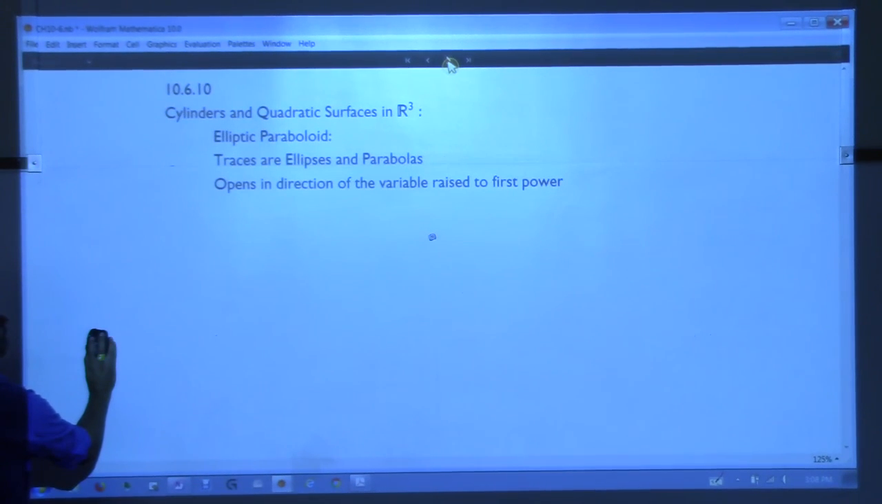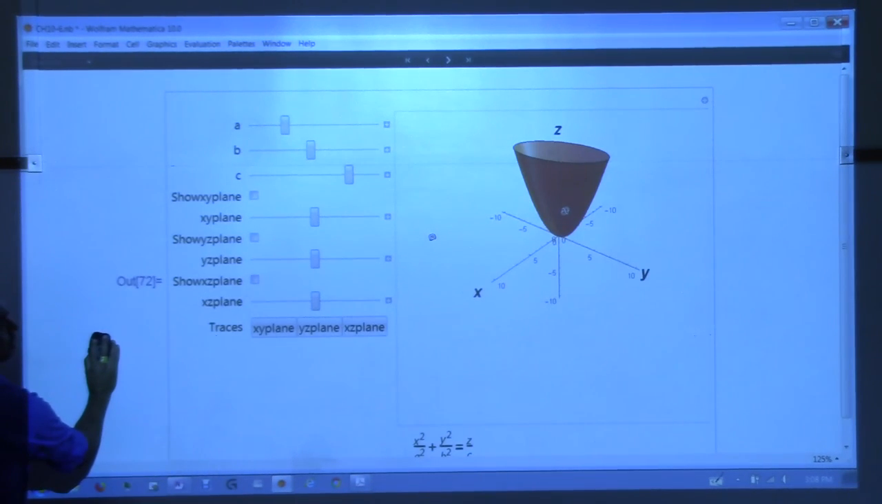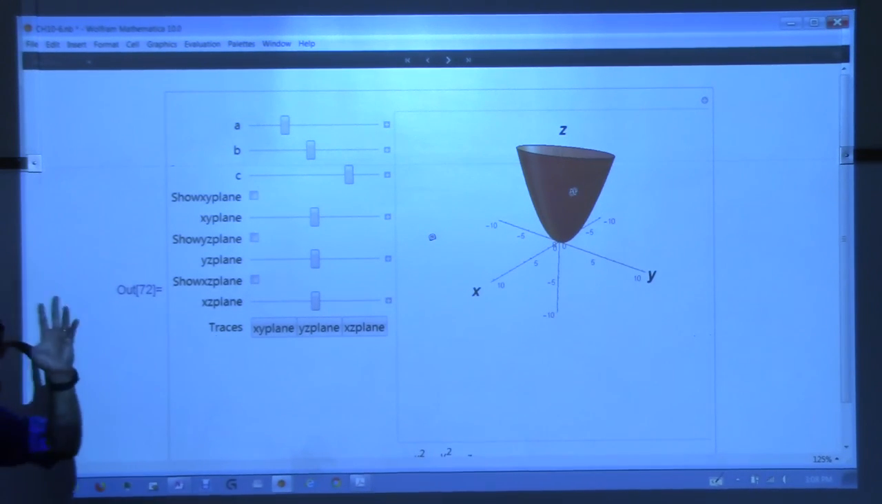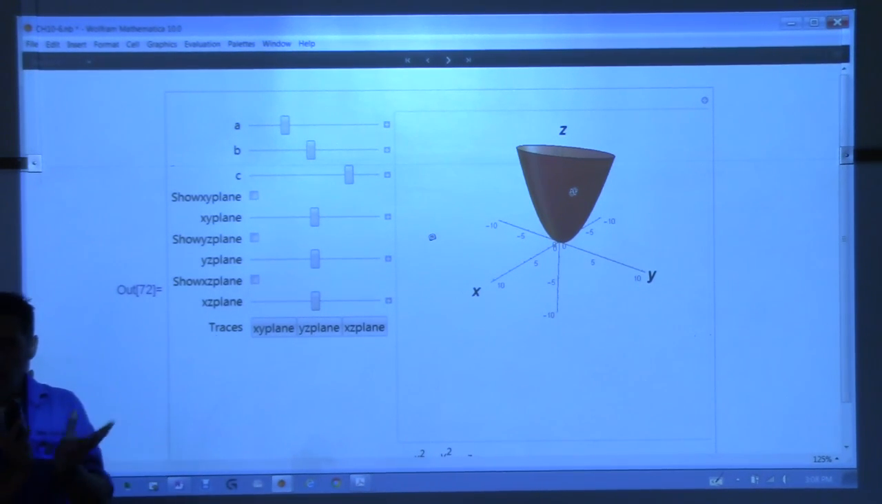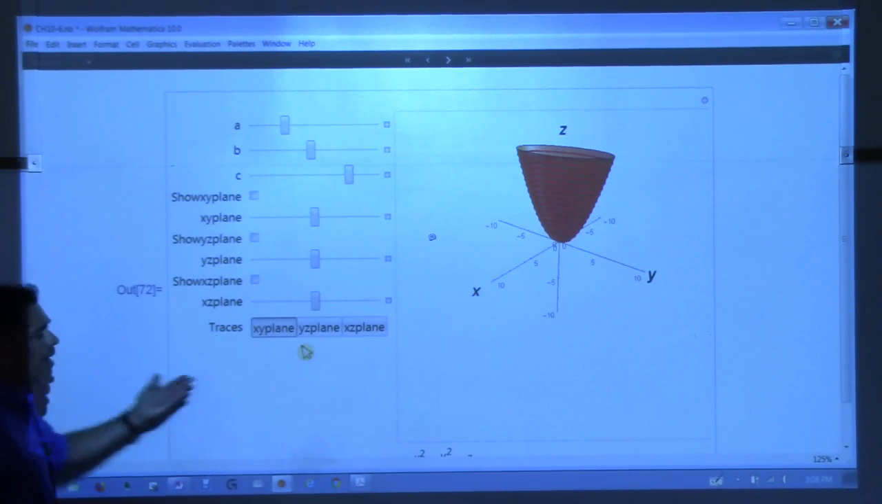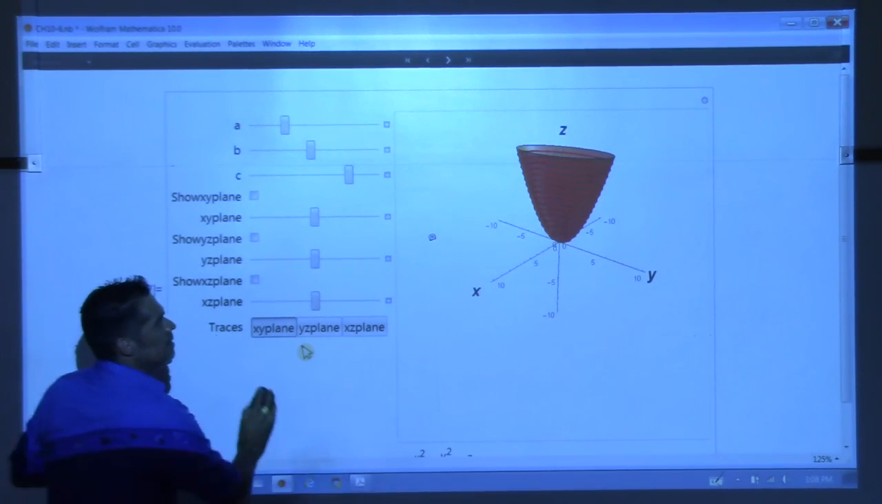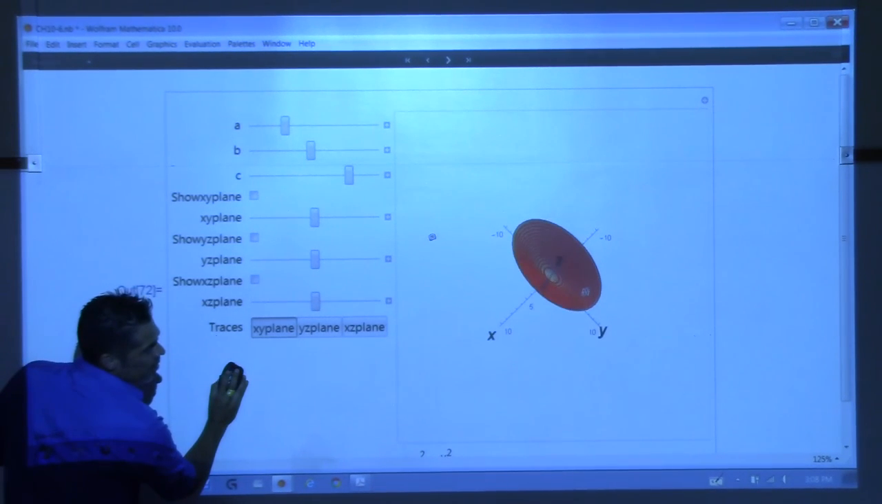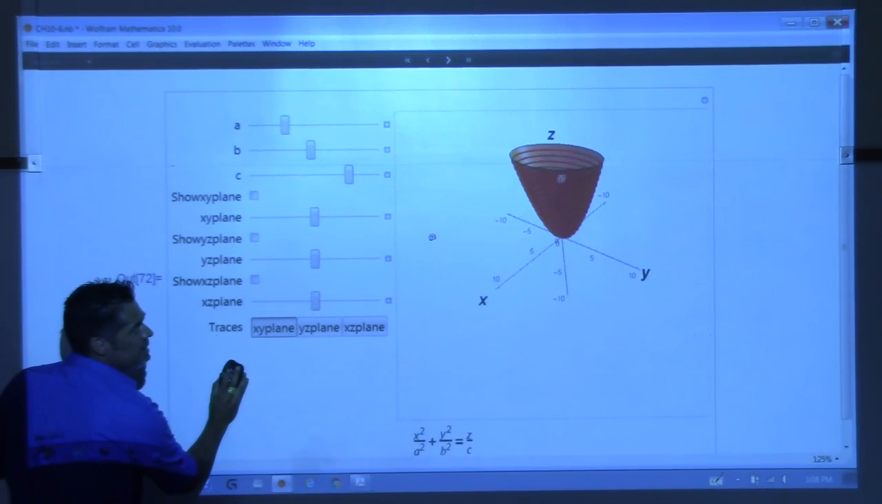Next one, elliptic paraboloid. So traces are ellipses and parabolas. There you go. That's it right there. It's kind of like a bowl, right? It's a parabolic bowl. So if I start cutting through it this way, like that, what are those? Look at it from the top. What are those? Ellipses. So those traces are ellipses.